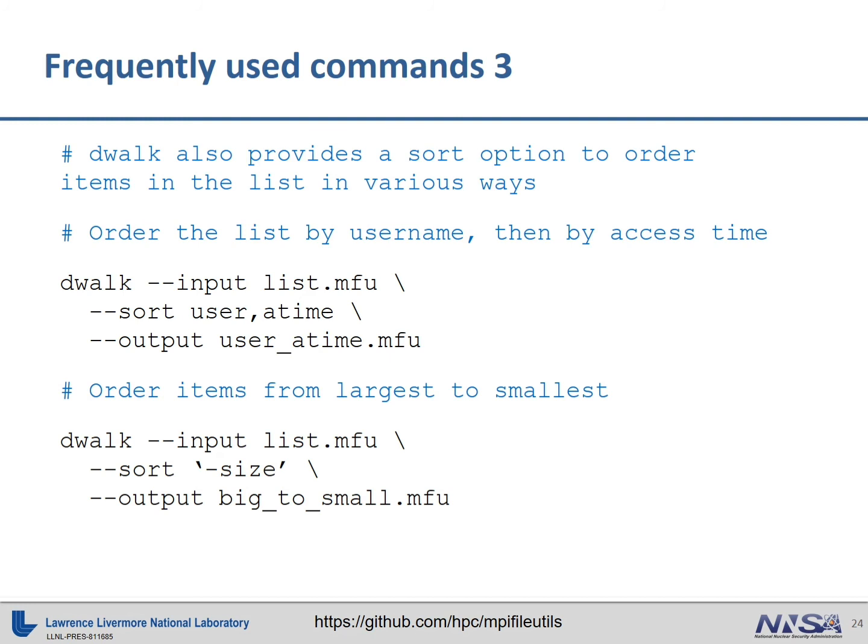So another useful feature of dwalk is it can sort. You can sort a list in different ways, on a number of different fields, both ascending and descending, and you can use them in combination. So remember, after you walk a path, you end up with a random set of items on each task. And you may want to output that list in some sorted order. So in the top, I'm showing how you sort a list first by username, and then by access time, and then save that to a file. The bottom example does a sort by descending size. So biggest items first.